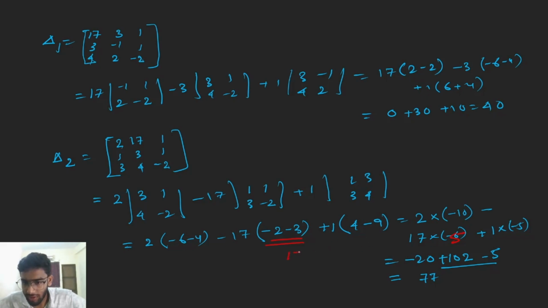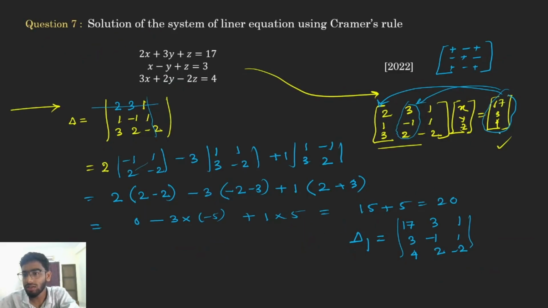It will be minus 20 plus 17 into 5 is 85. Now minus 5. It is actually how much? 60. Okay, 60. Now we are going to calculate our del 3. So how will del 3 be calculated? Del 3 will be calculated just by replacing the third column. So the first two columns stay as they are, 2 1 3, 3 minus 1 2.